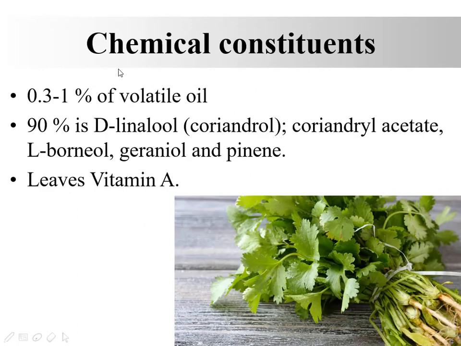Chemical constituents. In coriander, 0.3 to 1% of volatile oil is present and in the volatile oil, 90% is D-linalool, also known as coriandrol. It is very important. D-linalool is known as coriandrol and 90% of the oil is D-linalool, and the remaining 10% contains coriandryl acetate, L-borneol, geraniol and pinene. The leaves of coriander are a rich source of vitamin A.